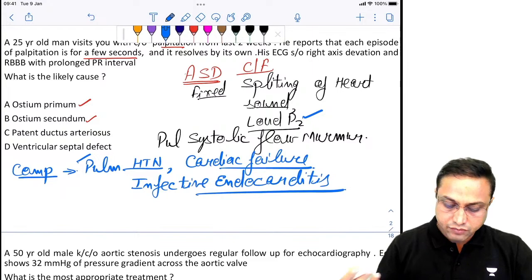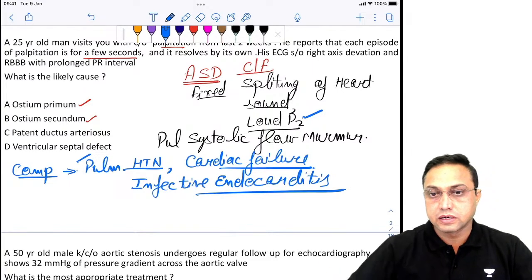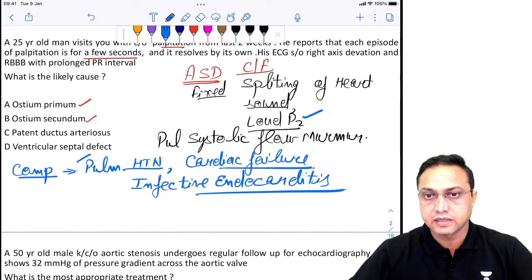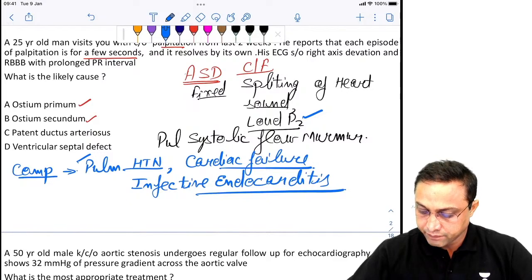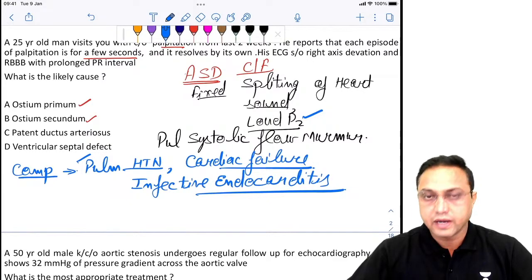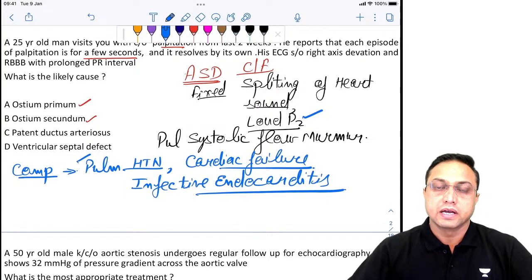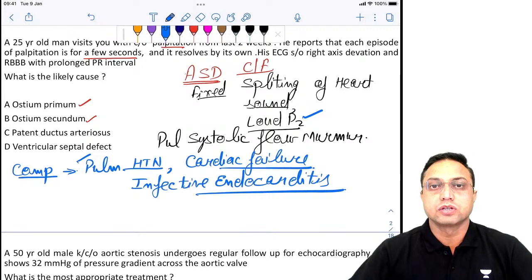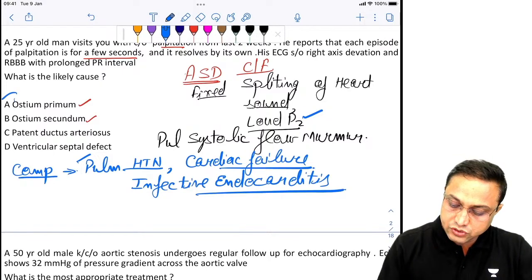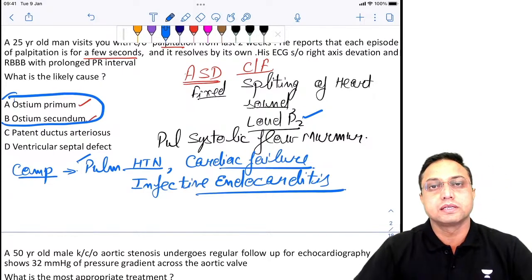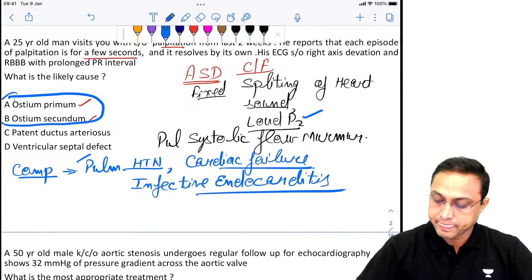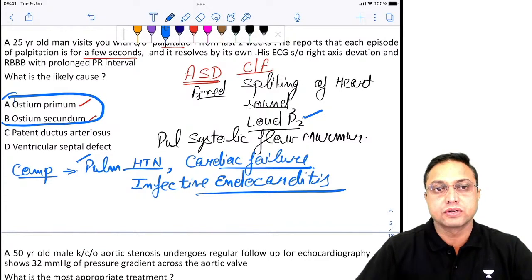Now, guys, can you please tell me what is the right answer? You are saying that it can be PDA or VSD. But I have made it very clear that it is going to be ASD. Now my question to all of you is: if we are discussing ASD, then between ostium primum or secundum, we have to choose one. Then what is the answer you will choose? Can you please tell me what answer you are going to choose?